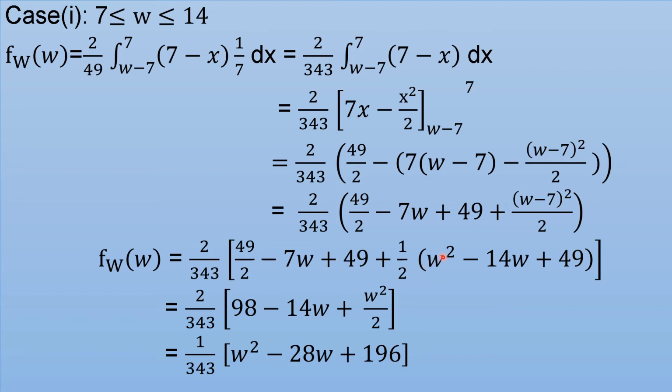Then half w square. So 2 by 343 into 98 minus 14w plus w square by 2, multiply by 2. 1 by 343 into 2 into 98 is 196. 2 into minus 14w is minus 28w. 2 into w square by 2 means w square. We have the probability density function of the sum w equal to x plus y.